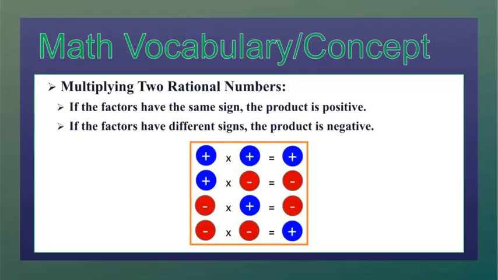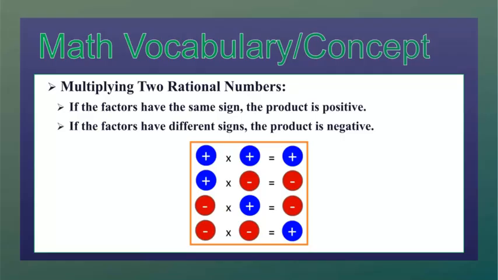So first off, what does it mean to multiply rational numbers? Well, rational numbers are going to be fractions. They could also be mixed numbers. They could also be decimals, but decimals that terminate or repeat. And they could also be integers. They could also be whole numbers.